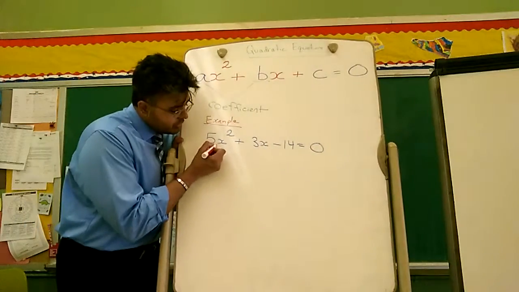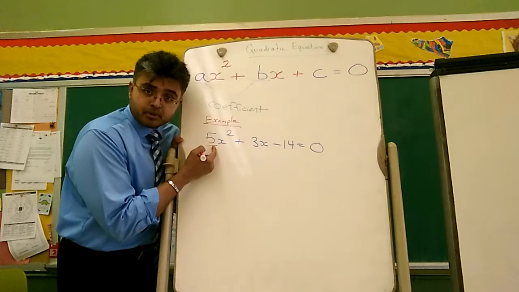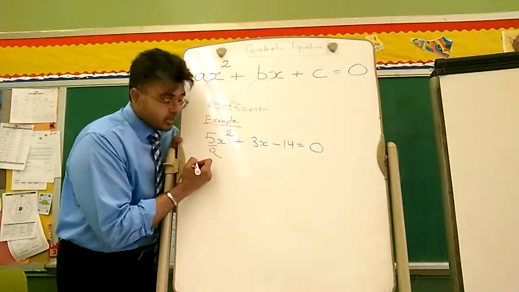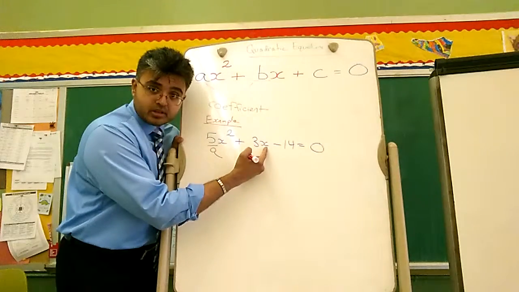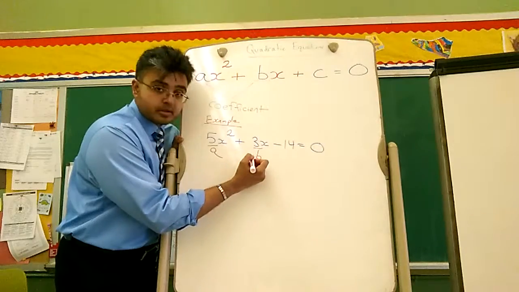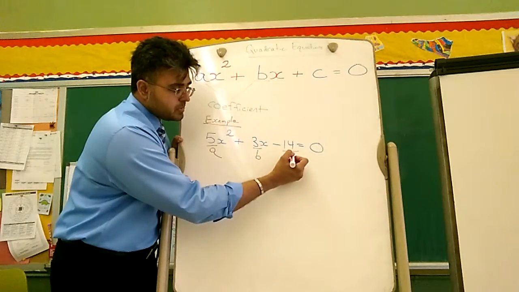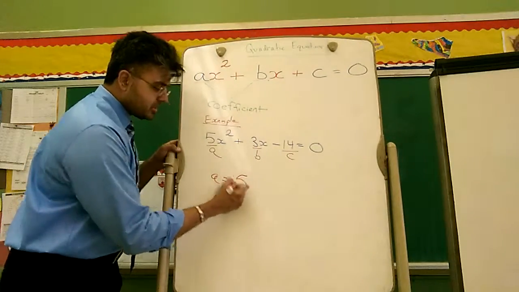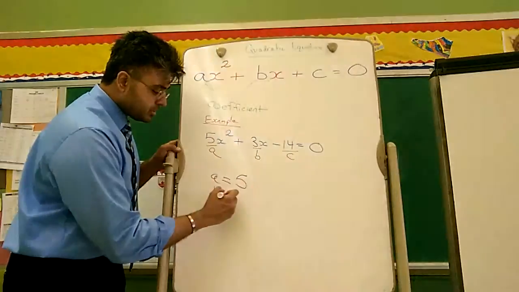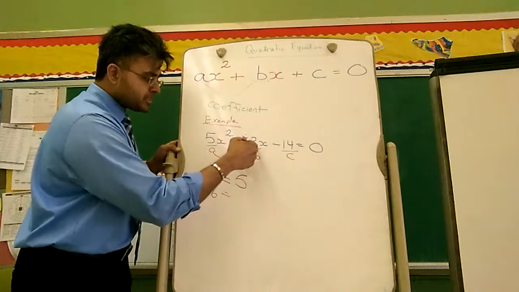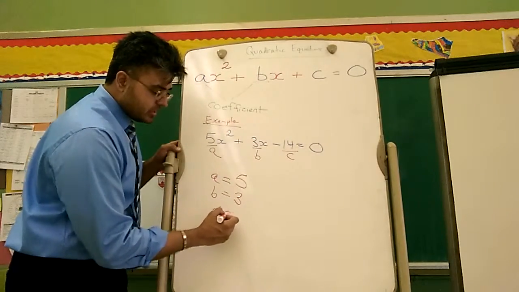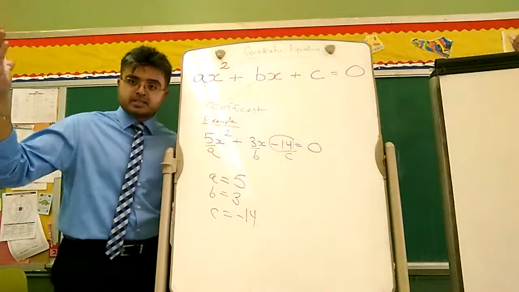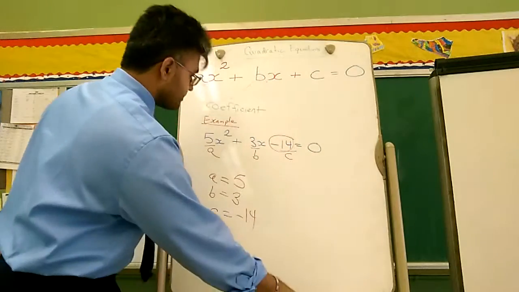Again, the first number next to x squared will always be the letter A. The number next to this x will always be the letter B. And this number here will always be the letter C. So what is A equal to? A equals 5. What's B equal to? B is equal to plus 3, or just 3. And what's C equal to? C is equal to minus 14. And there we go. A, B, and C done. Let's try another example.